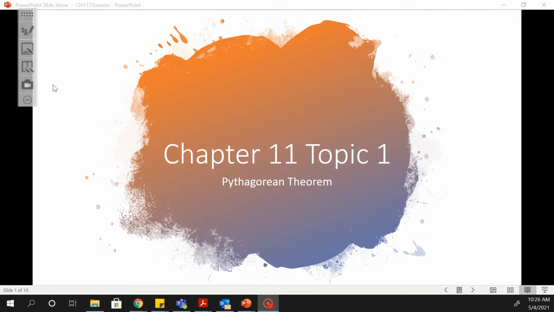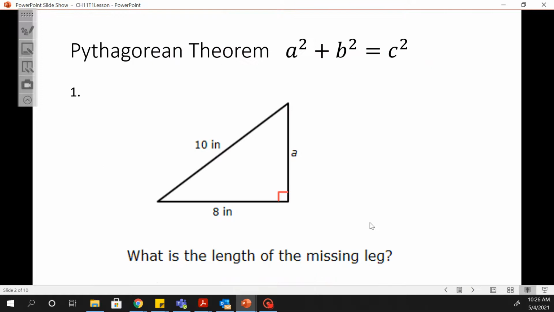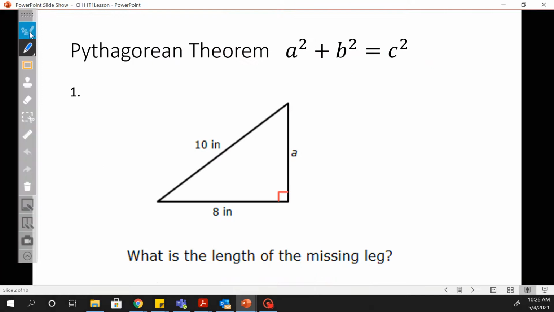Alright, today we're starting the trig chapter 11. We're going to start this with something everybody's pretty familiar with, the Pythagorean theorem. The Pythagorean theorem essentially says that a squared plus b squared equals c squared. This is a property of right triangles. It has to be a right triangle, which means a 90-degree angle.